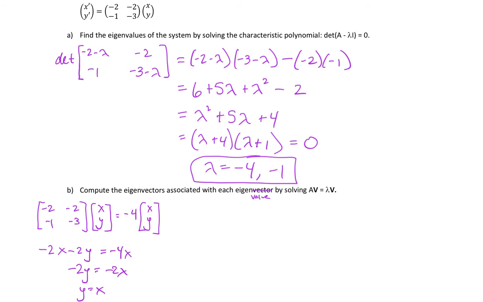So any vector with an x and a y entry that satisfies y equals x, other than (0, 0), because (0, 0) never counts as an eigenvector, will be an eigenvector. So (1, 1) would be one. So would (2, 2), or (pi, pi). There are infinitely many. Then we do the same process for the other eigenvalue of -1.